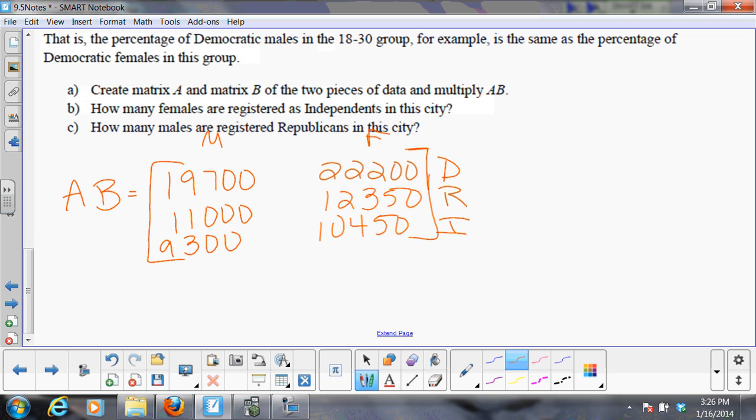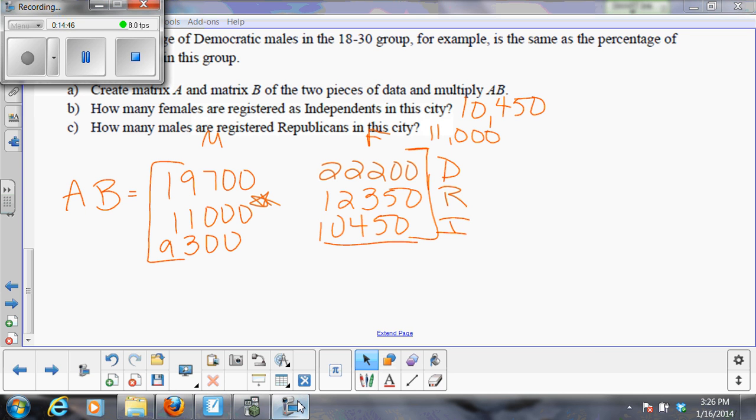So how many females are registered as independents? Go female column, go down to independents. Right there, 10,450. How many males registered as Republicans? Right there, 11,000. And that concludes 9-5.